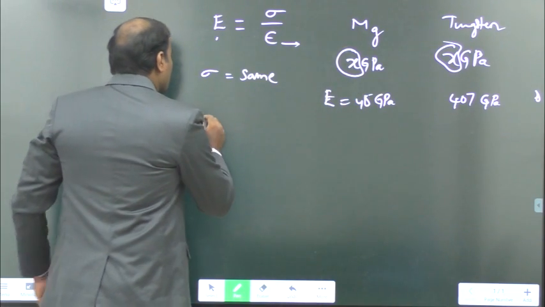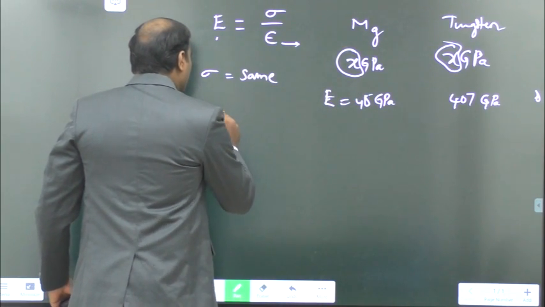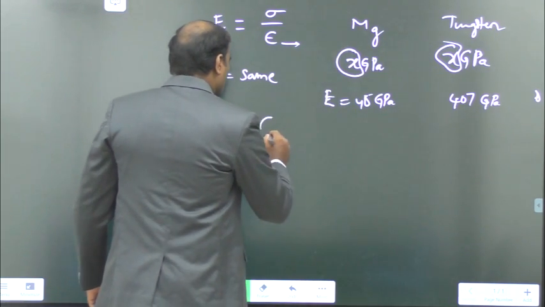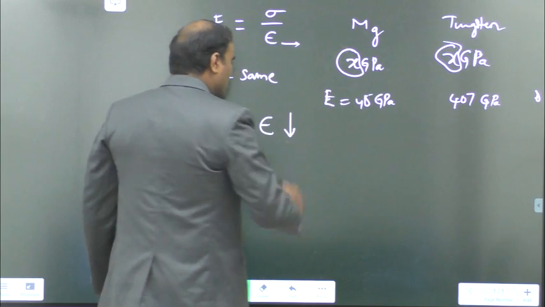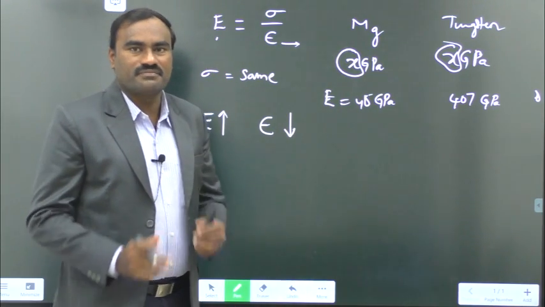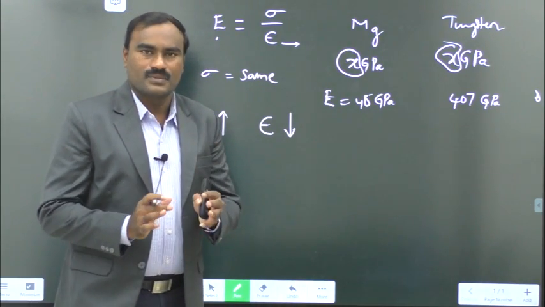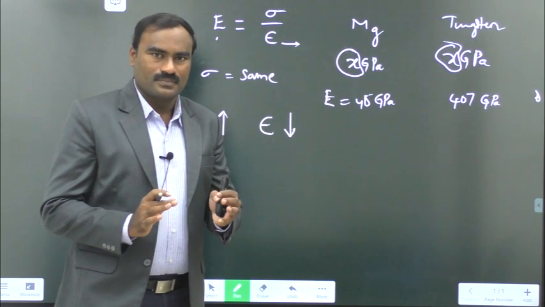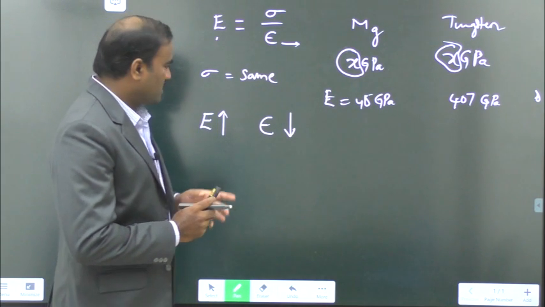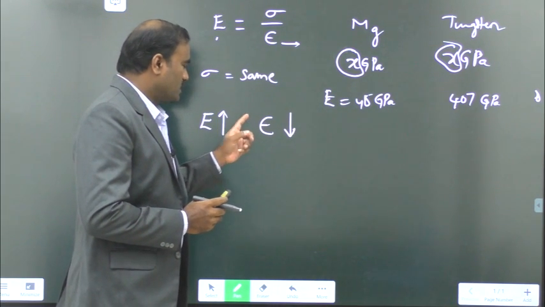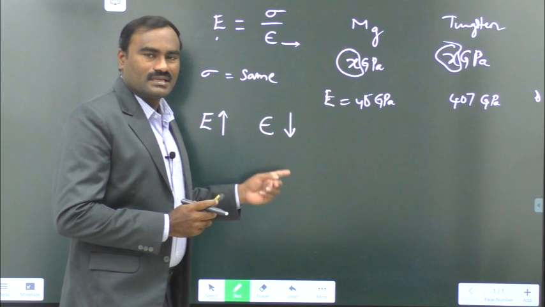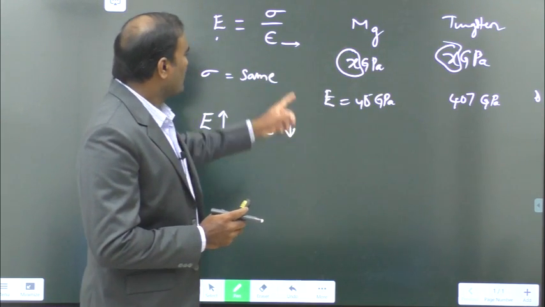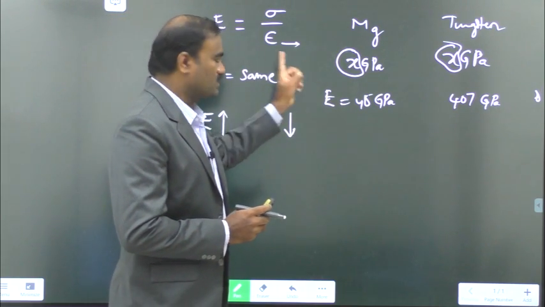E high means the strain of the material is less. If the stiffness of the material is high, or the modulus of elasticity of the material is high, that means the strain experienced by the material is low. So that is the meaning of this.